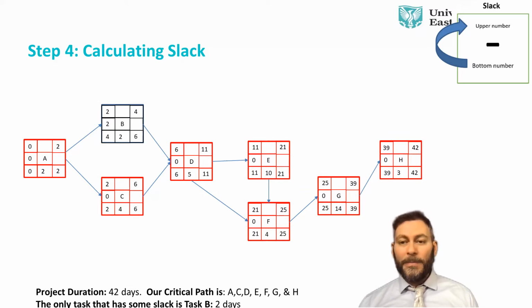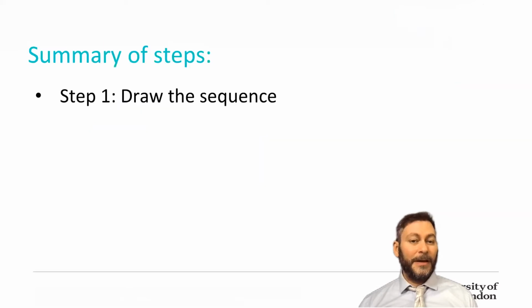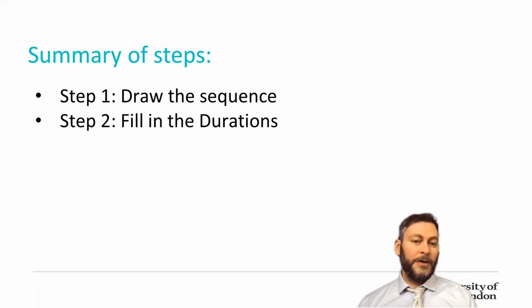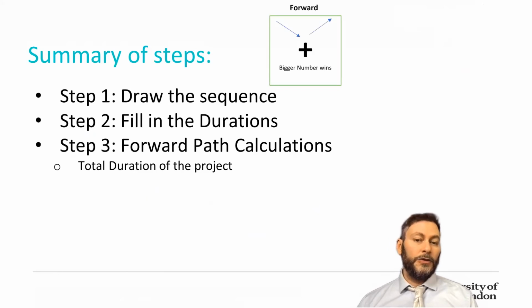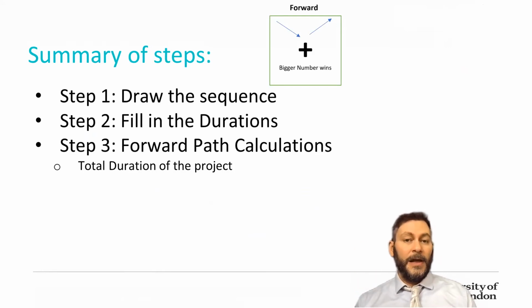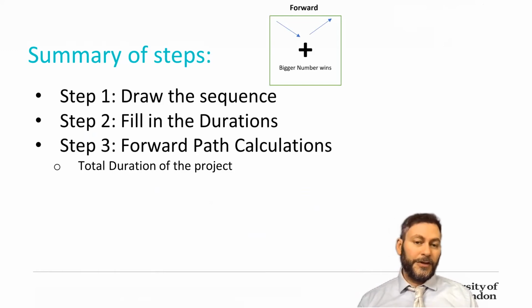All right, so I hope my approach has helped you figure out a better way of doing it. So here's a summary of the sequence. First, you draw the sequence of diagrams. 2, you fill in the durations. 3, you do the forward path calculations, which you do the V shape, you add, and you always look for the biggest number. The output you're going to get is the total duration of the project.